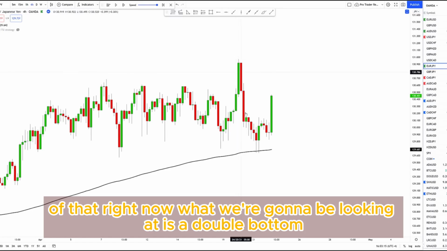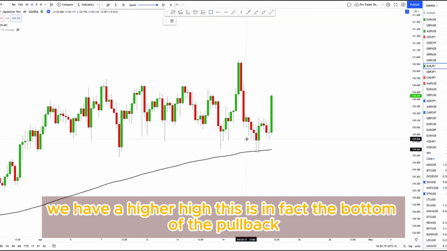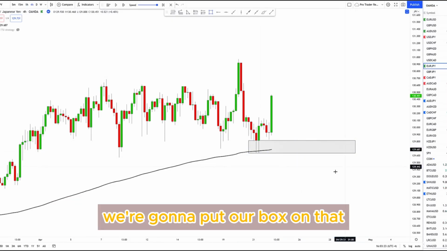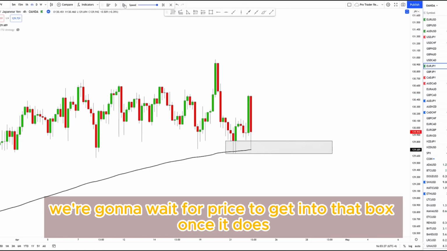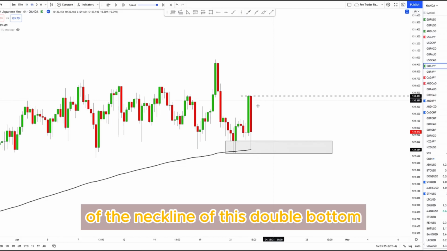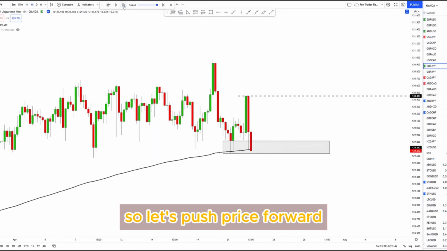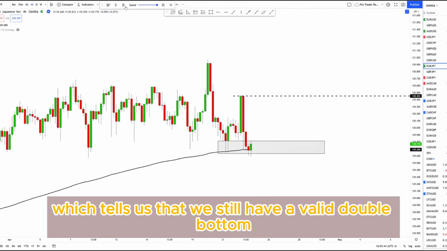Right now, what we're going to be looking at is a double bottom, just to give you a hint into this. We have a higher high. This is, in fact, the bottom of the pullback. We're going to put our box on that we've been discussing throughout the entire video. We're going to wait for price to get into that box. Once it does, we are then waiting for price to break and close above the bodies of the neckline of this double bottom. So let's push price forward. We do not ever close below this box, which tells us that we still have a valid double bottom.